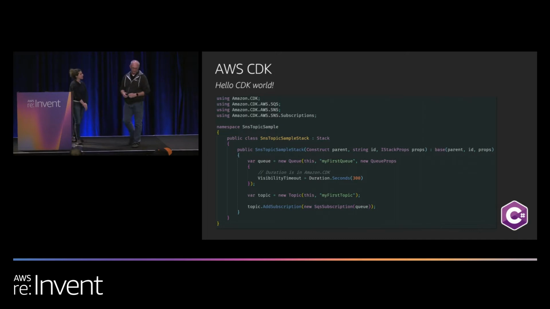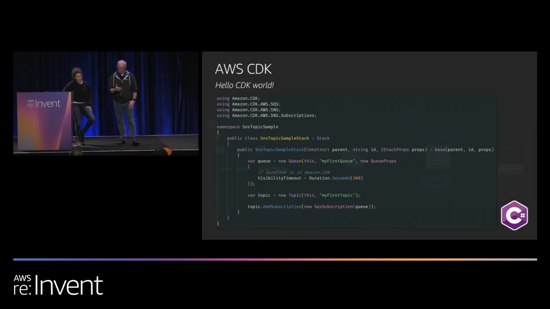Okay, so here's another example. This is Hello CDK World, but this is an example where we're subscribing an SQS queue to an SNS topic. Now it's a handful of lines of code there, but in CloudFormation, that would be a fair amount of JSON or YAML, right? That's the fun part, is writing CDK and then watching the CloudFormation template spit out and seeing how many lines of CloudFormation it is.